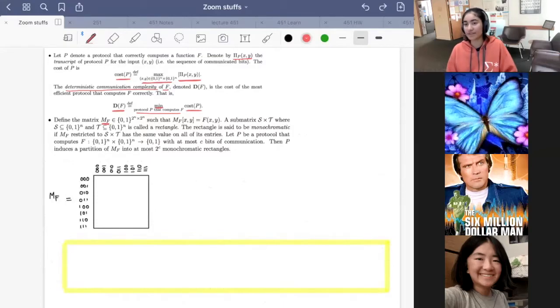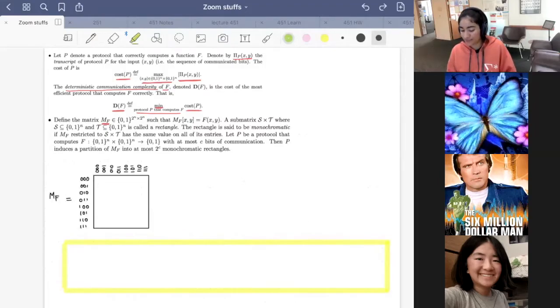So basically this matrix f is like the answer key. If you had this matrix, it's like a lookup table of what your function f is. On this matrix, we define this notion of a rectangle, which is slightly different from what you're probably imagining of a contiguous block rectangle.